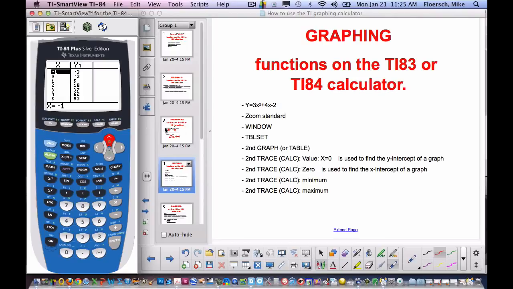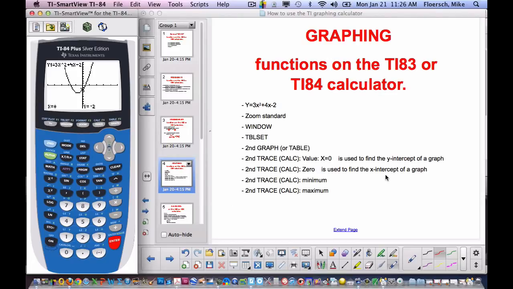If I want to find the y-intercept of a graph, if I go back and look at the graph, the y-intercept is where the line intersects the y-axis. I want to find this point right here. It could be a decimal, I don't know. So I'm going to do second trace, which gives me the calc. I hit the value key, number 1. It'll come here in the corner and say x equals, and we want to say when x is 0. Then hit enter, and it moves the cursor and tells you that the intercept is at 0, -2. That would be my y-intercept.